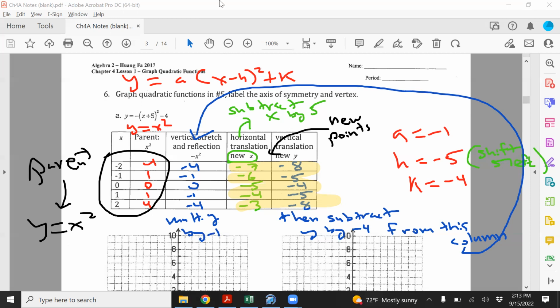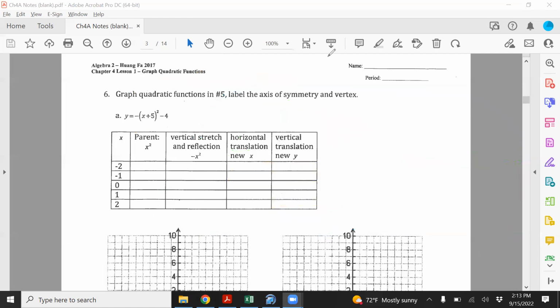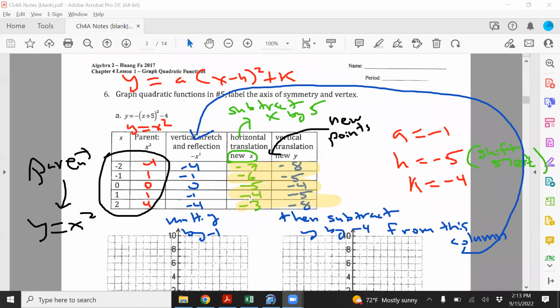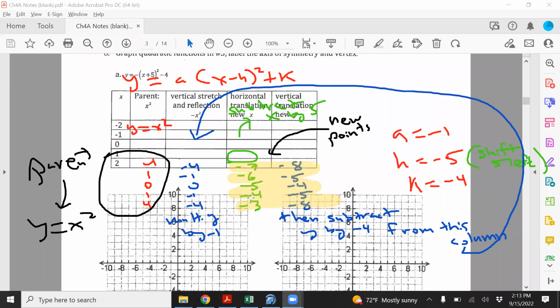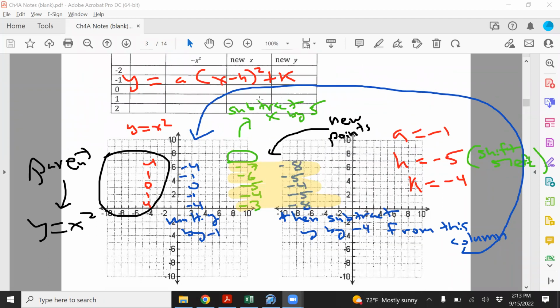Okay, so now let me plot the points. Oh, no, I don't want to do that. Okay, I'm gonna have to do a little shift. Man, I didn't do what I wanted. Okay, here we go.